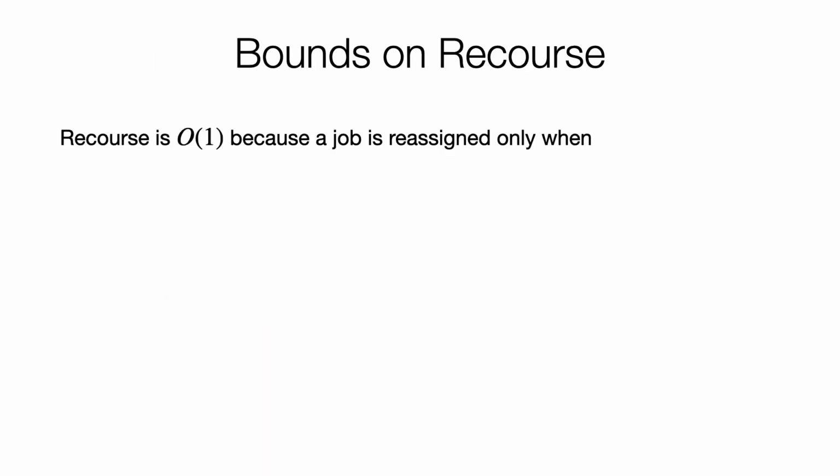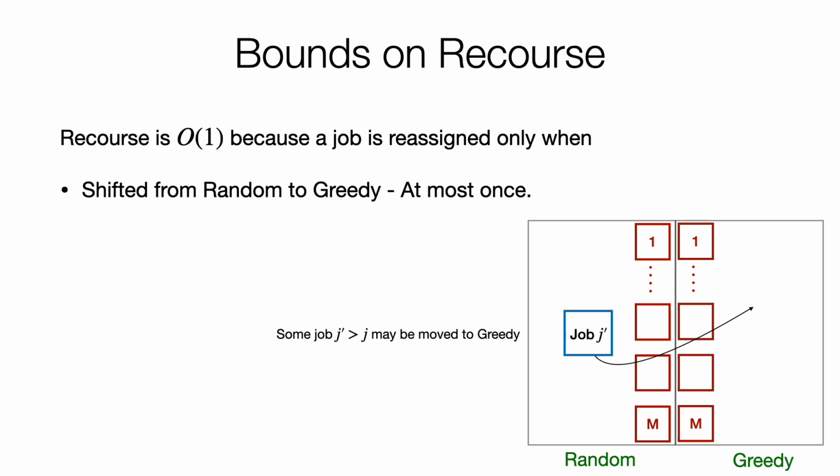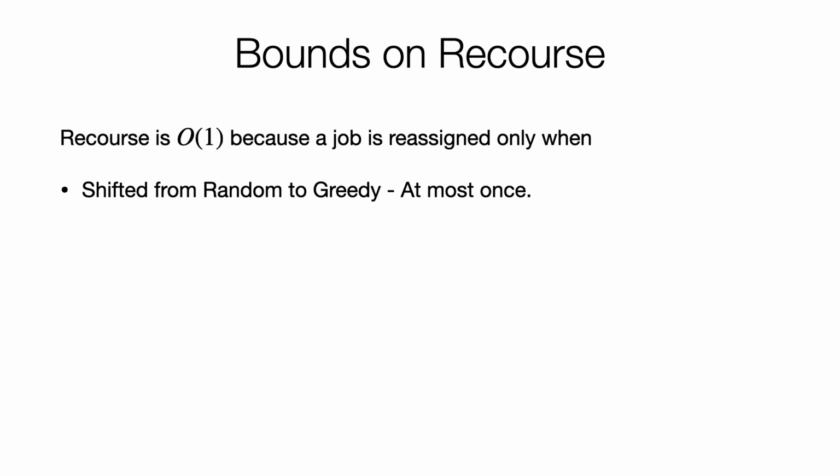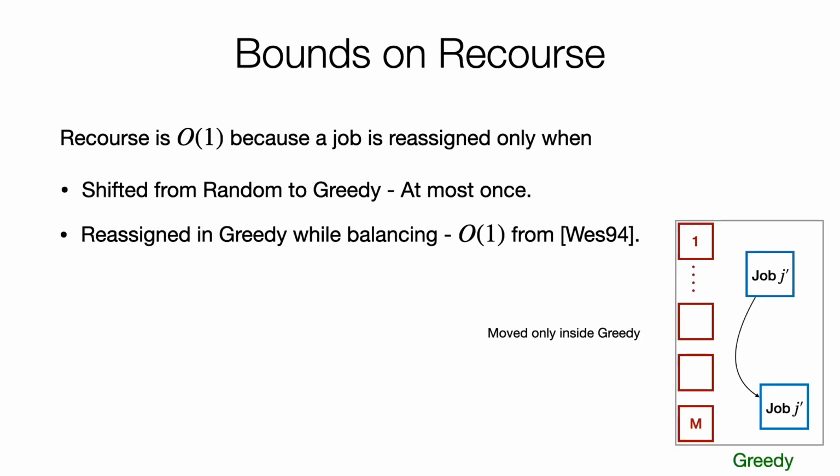And now let's look at what happens to the recourse. Recourse is going to be constant because a job is reassigned only when it is shifted from random to greedy, and this happens at most once in our algorithm, or it may be reassigned inside greedy while we do load balancing from the single dimension algorithm. And this is also constant from Westbrook 94. So totally, the recourse is going to be constant.